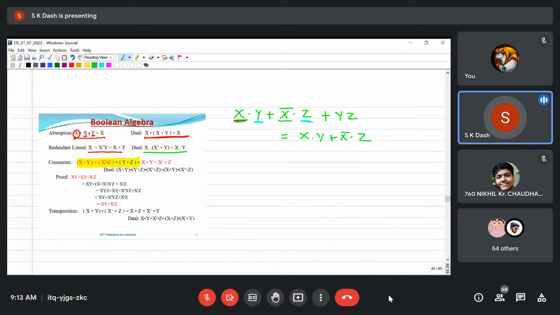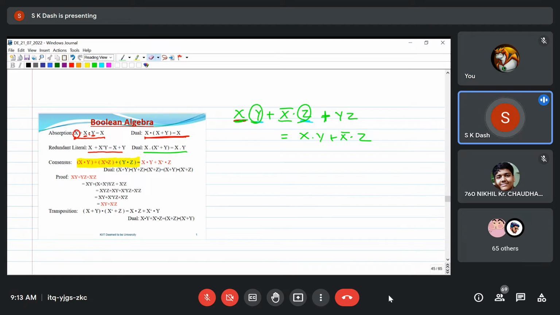Okay. What are the remaining variables? Here it is y, it is z. So in the third term is the AND operation of those remaining variables, which is yz. Okay. So this will be equal to xy plus x bar dot z.